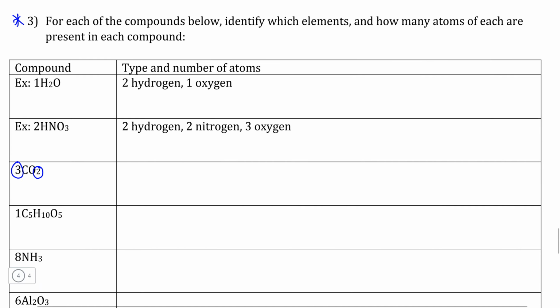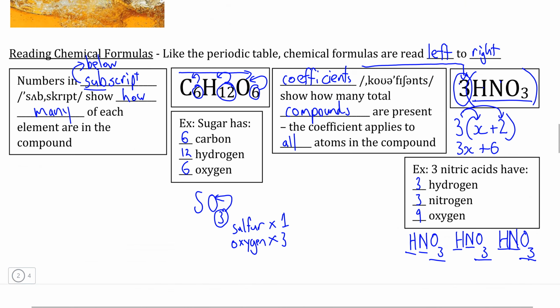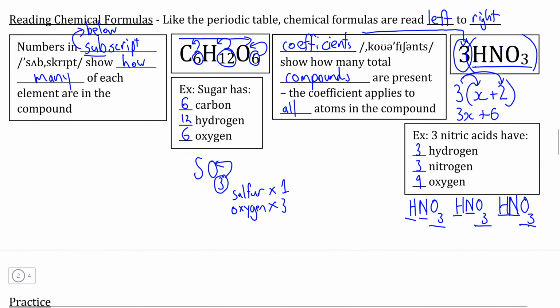And once you're done this set of practice problems, you can move on to the final lesson video in this series, or the final series rather, in which we look at the naming conventions of some simple ionic and covalent compounds.